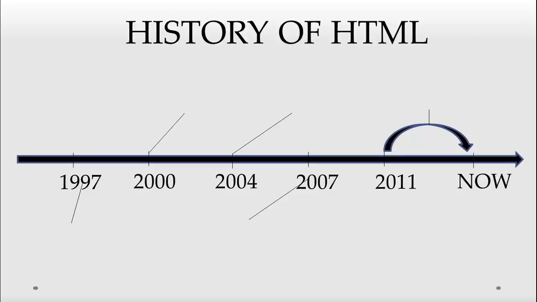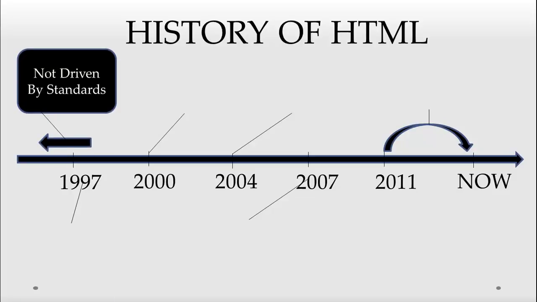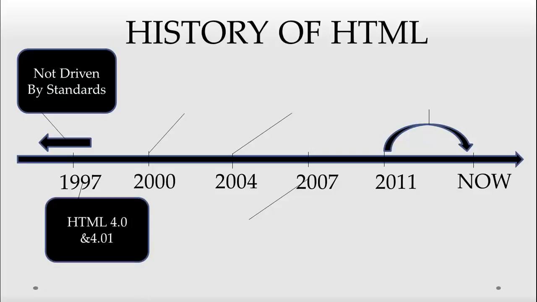Okay. Now, history of HTML. So let's briefly talk about the history of HTML. Before 1997, there were no community standards, so browsers basically did whatever they wanted. They invented new tags, and they implemented the same tag differently. Around 1997, the W3C came up with the first standard, which is HTML 4, and they very quickly updated it to HTML 4.01.